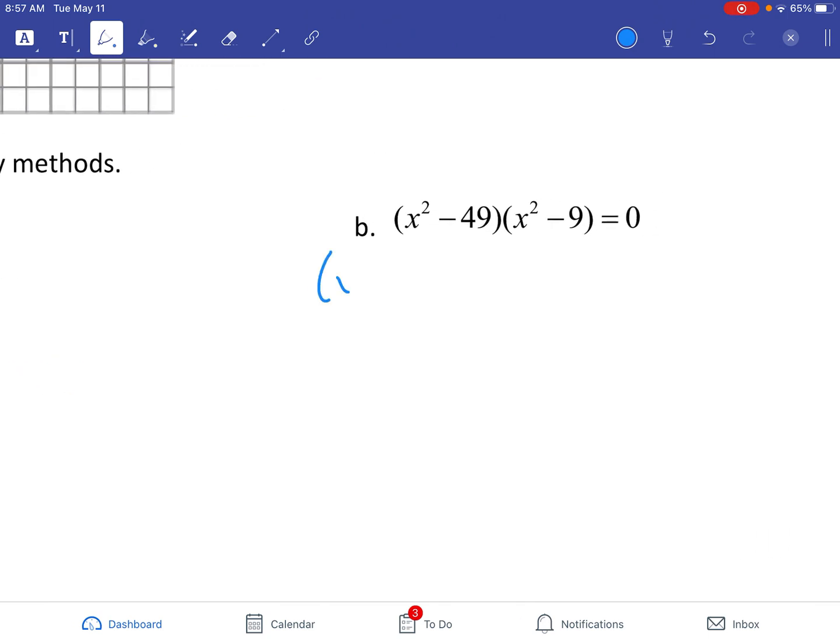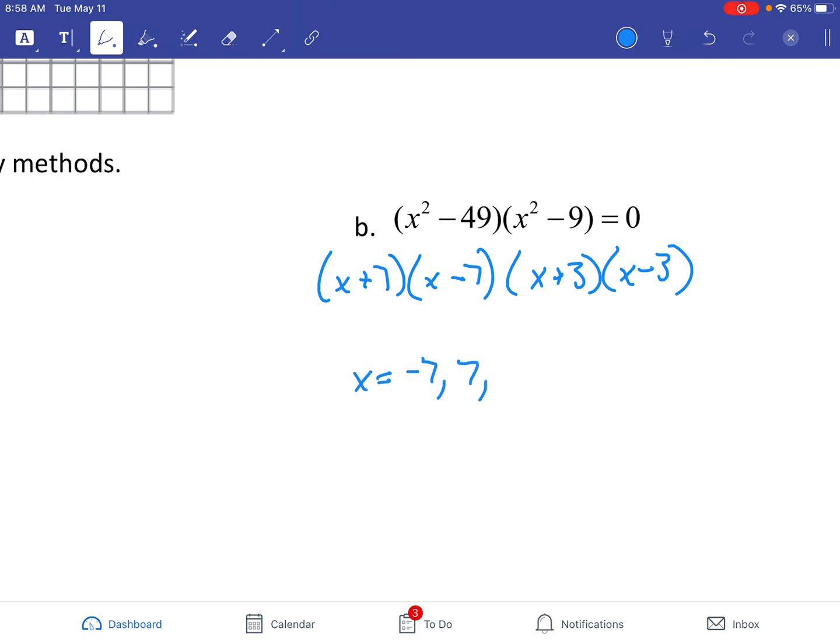X squared minus 49 is going to be x plus 7 and x minus 7. X squared minus 9 is going to be x plus 3 and x minus 3. If we set all those things equal to 0 and solve, we're going to get -7, 7, -3, and 3. And there we go.